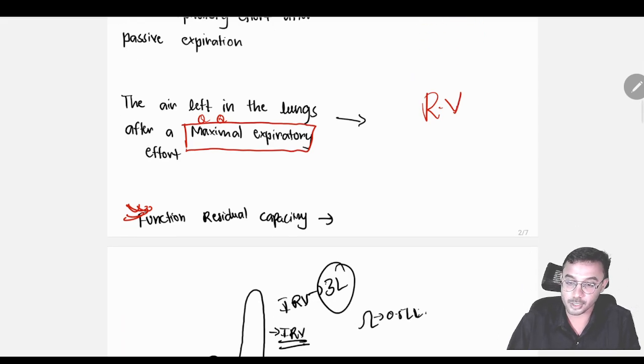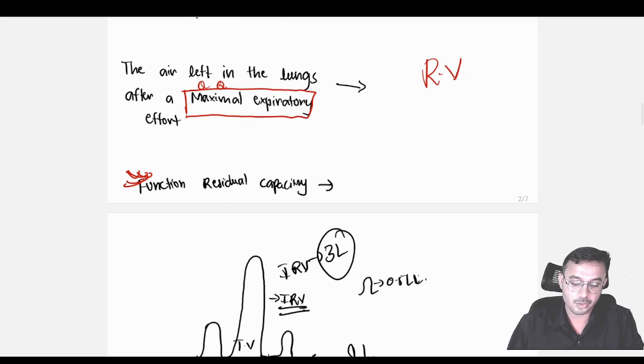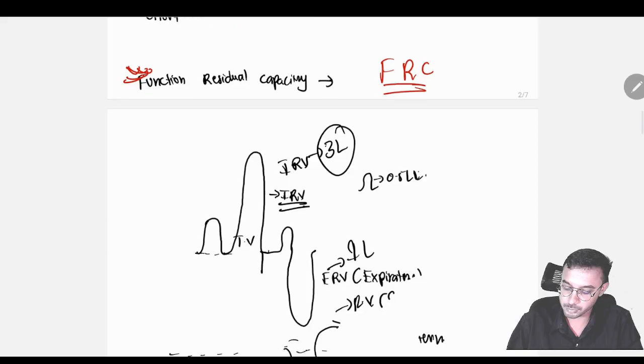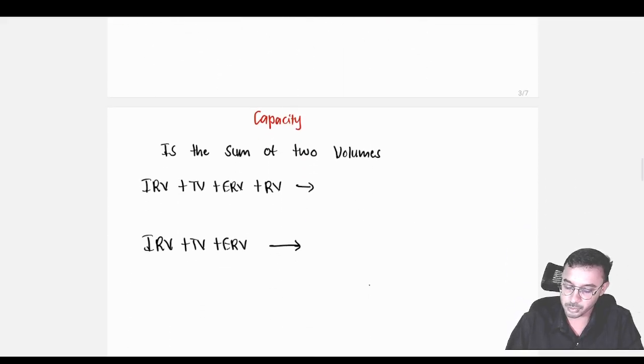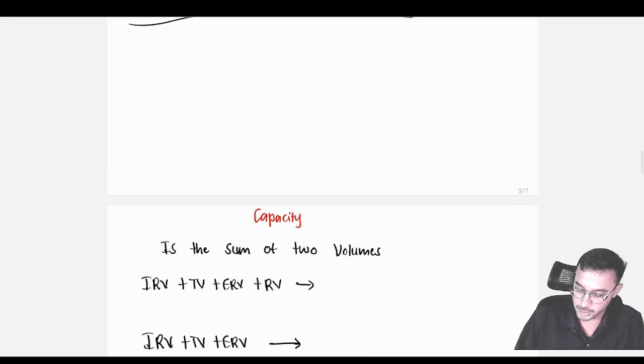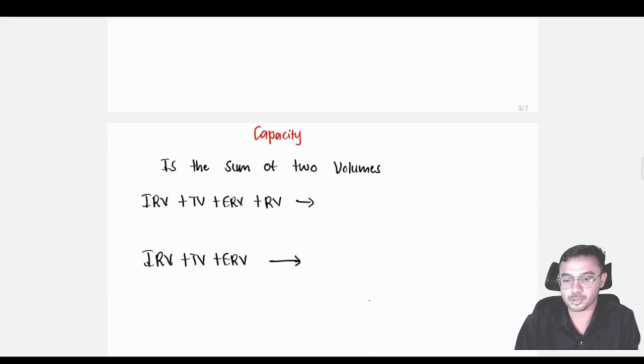So this is about residual volume, and most of the students will be confused between residual volume and functional residual capacity. The amount of air that remains in the lungs after maximum expiration is residual volume. After normal expiration, it is functional residual capacity. Okay, so these are all about lung volumes, and I will show you the diagrams also, please don't worry.